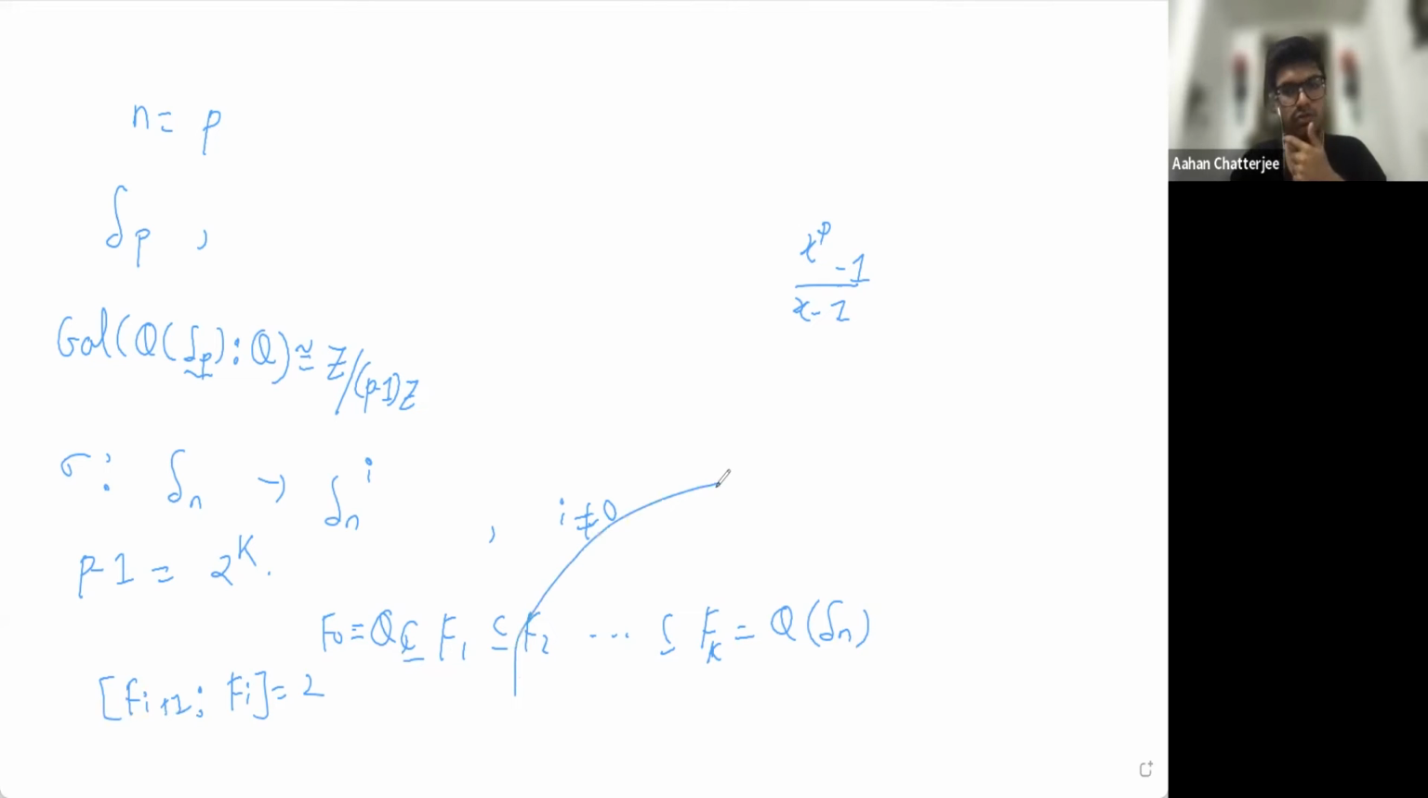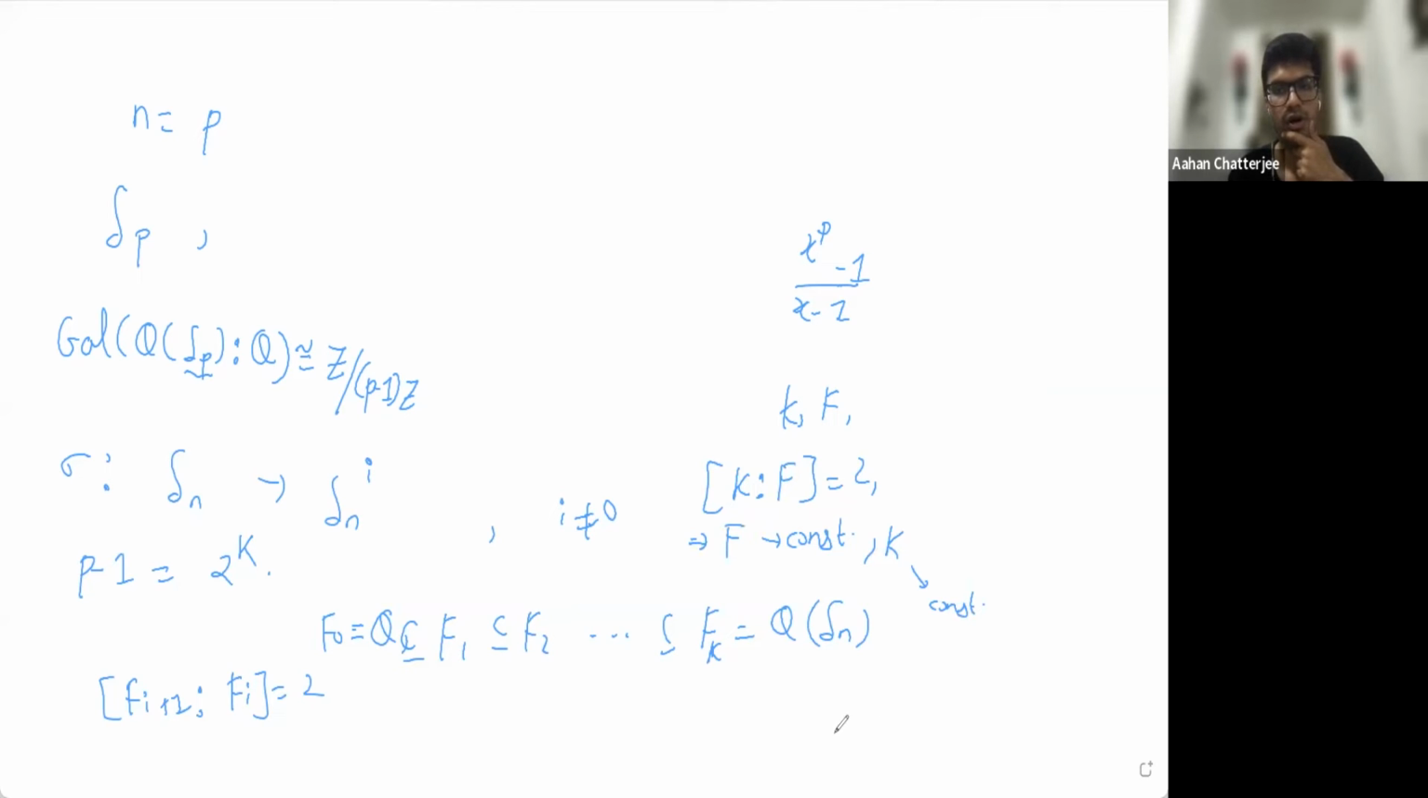Now let's see why this would be nice. So essentially, suppose you have that K and F are fields such that the degree of K over F is equal to 2, and everything in F is constructible. Then I claim that everything in K is also constructible.